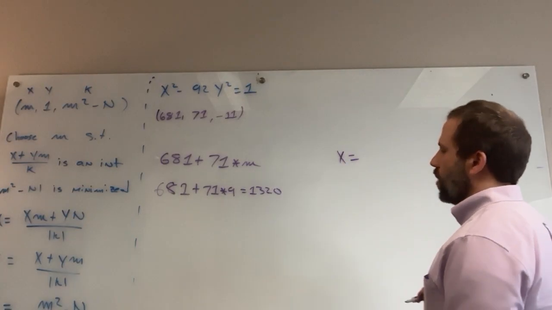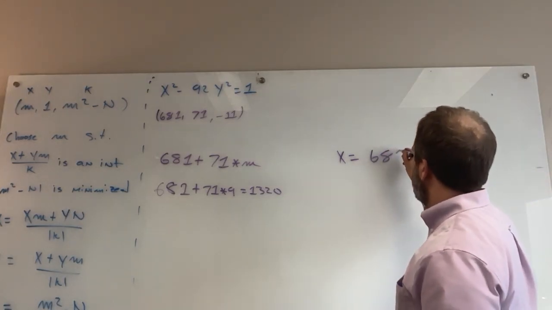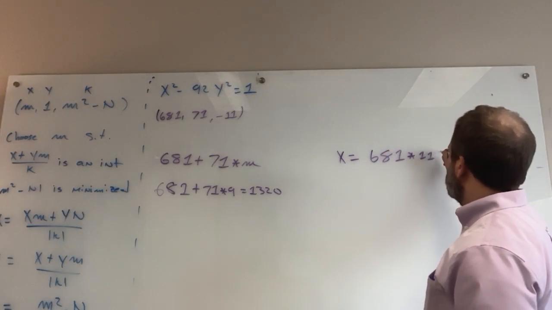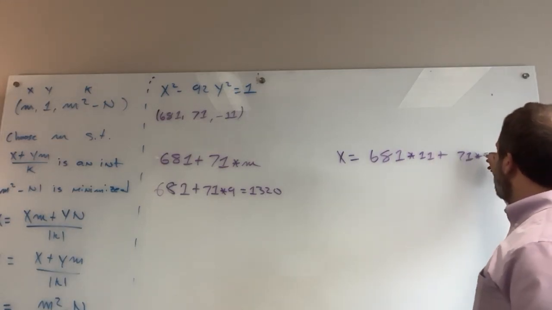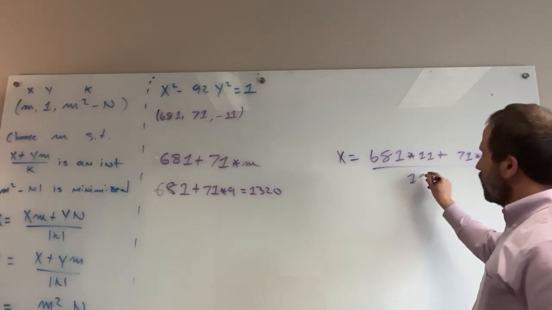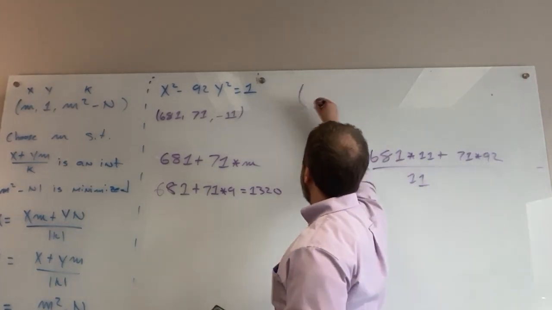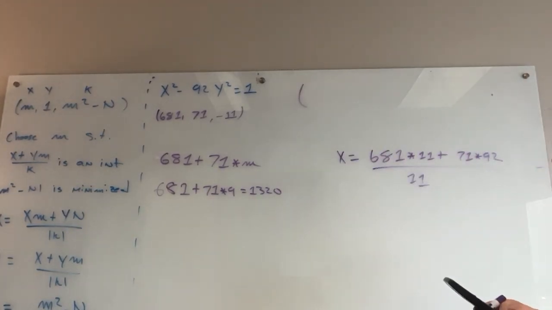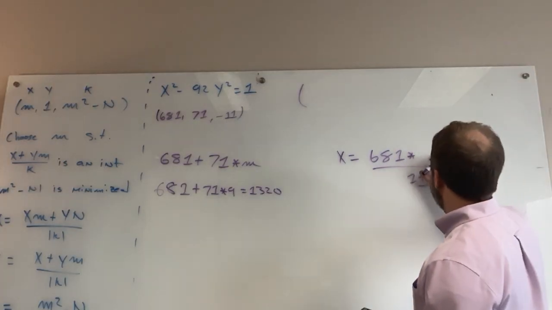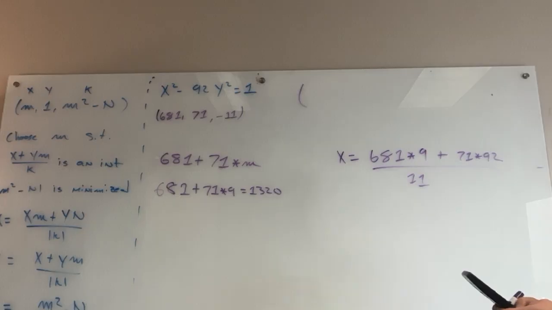So m is equal to 9, so x is going to be x times m. We will see this will be the last iteration. No, sorry, m is equal to 9. Okay, 681 times 9 plus 71 times 92 is divided by 11, gives us 1151.